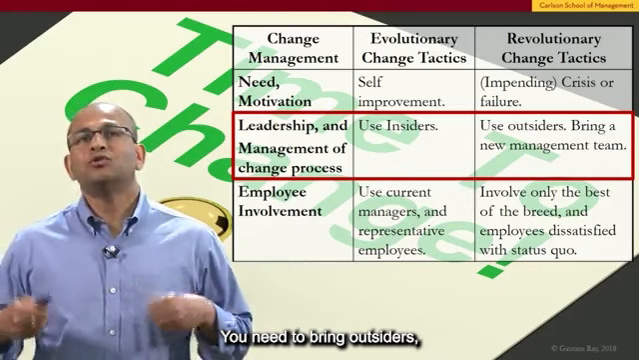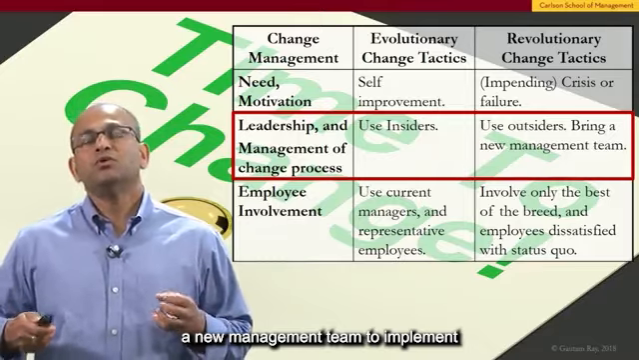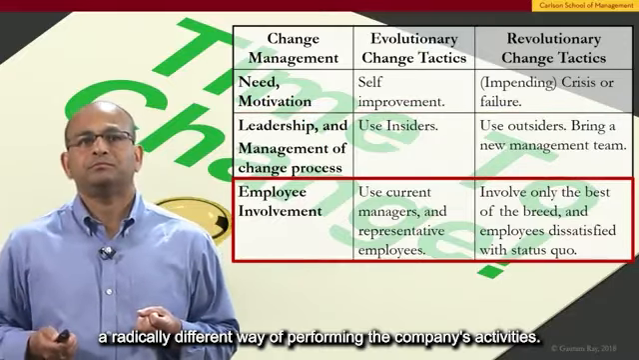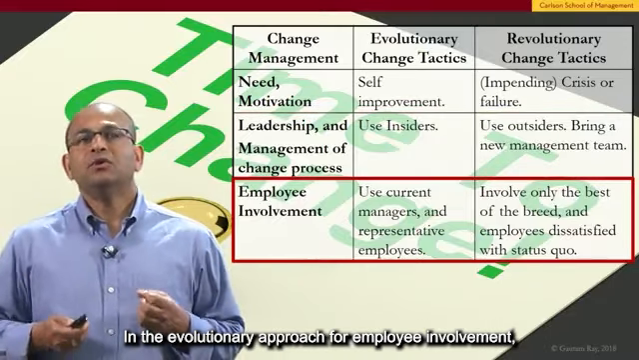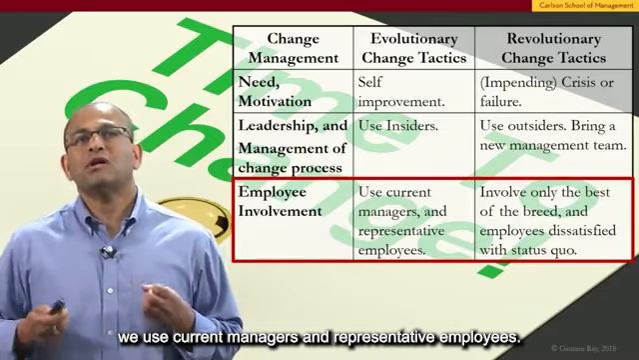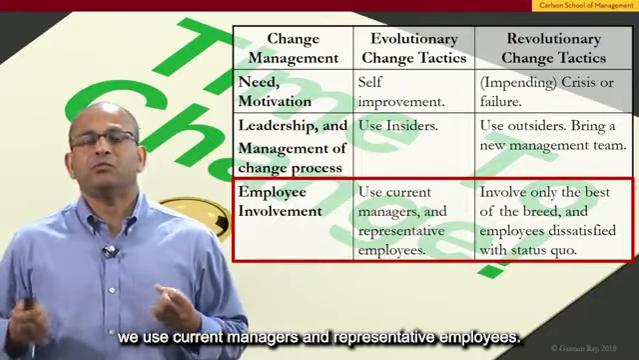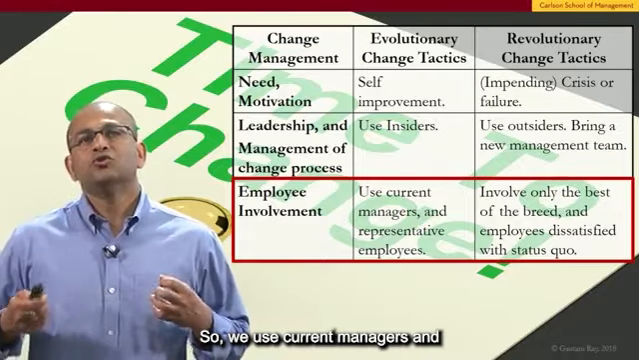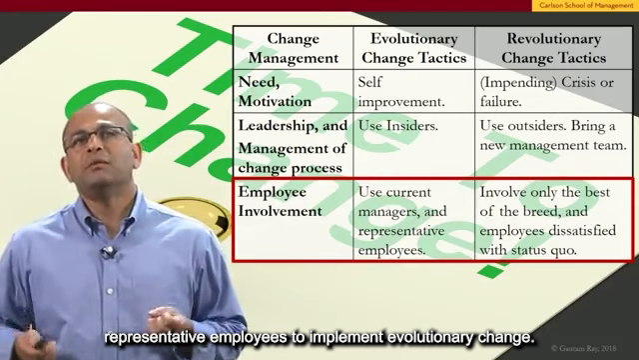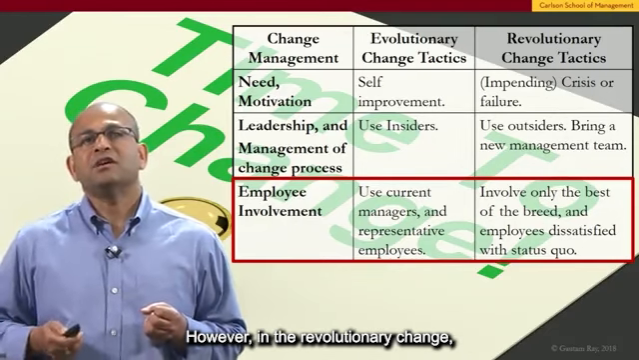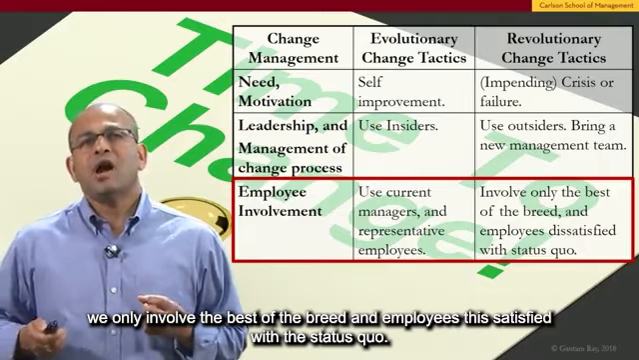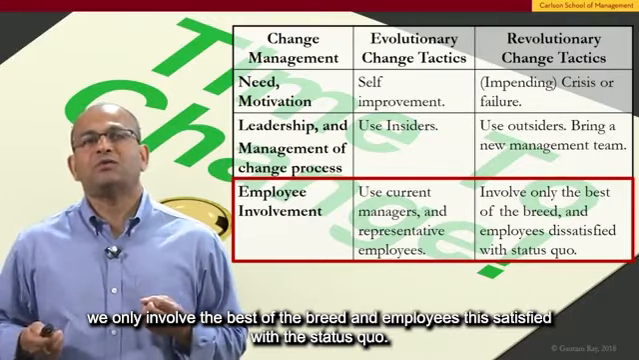You need to bring outsiders, a new management team, to implement a radically different way of performing the company's activities. Employee involvement. In the evolutionary approach, for employee involvement, we use current managers and representative employees. So things are going fairly well, so we use current managers and representative employees to implement evolutionary change. However, in the revolutionary change, we only involve the best of the breed and employees dissatisfied with the status quo.